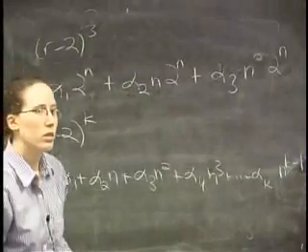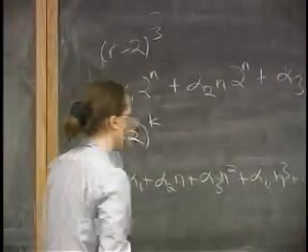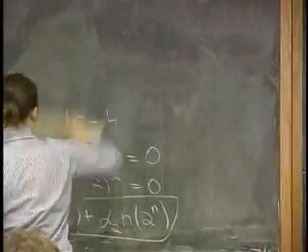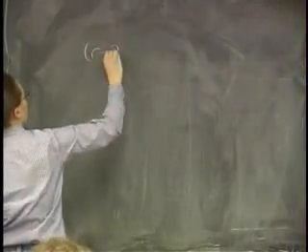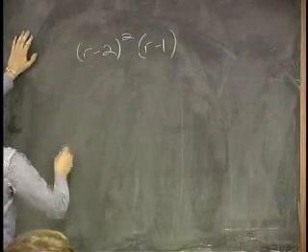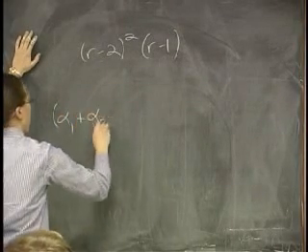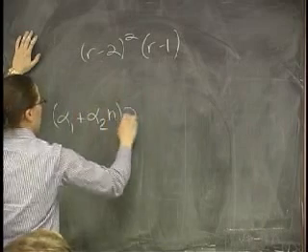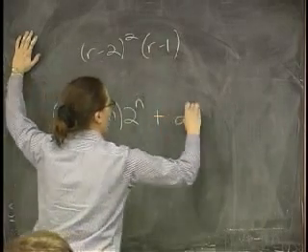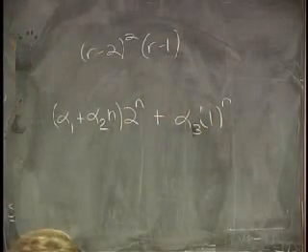Joe? How would you do it if you had r minus 2 squared times r minus 1? Good question. So that's the next thing. If we have r minus 2 squared times r minus 1, this r minus 2 squared gives us an alpha 1 plus alpha 2 n times 2 to the n. And this guy gives us an alpha 3 times 1 to the n.